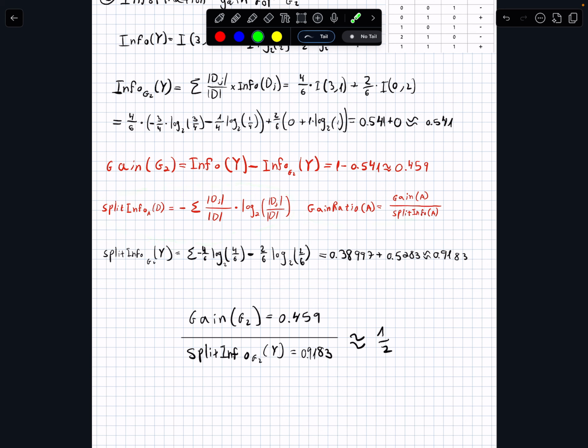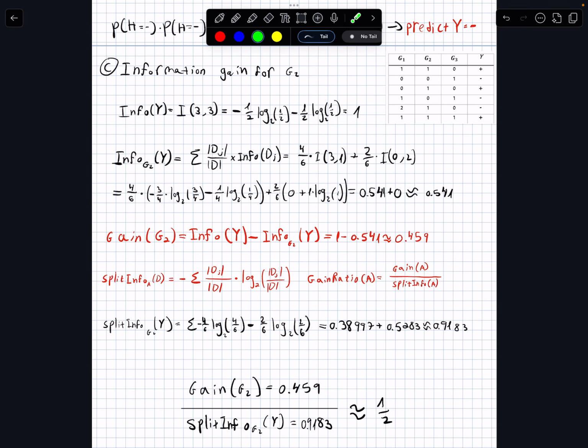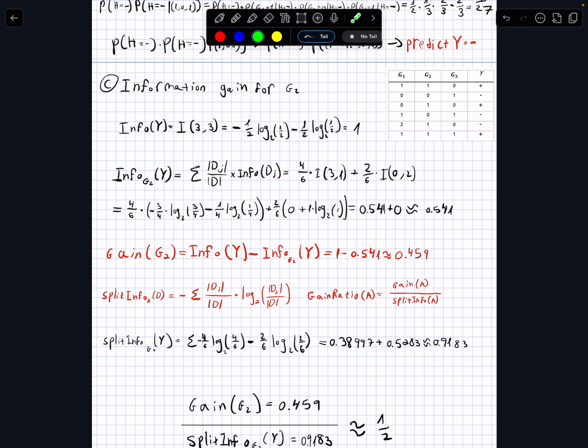So how do we calculate the split information, for example, for G2? We do 4 divided by 6, because there are 1, 2, 3, 4 values out of 6. So it's 4 divided by 6, times the natural log of 4 divided by 6, minus 2 divided by 6, which is 1 minus this one, times the natural log of 2 divided by 6.